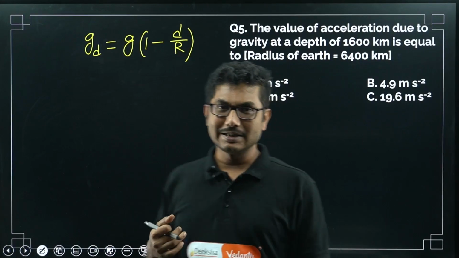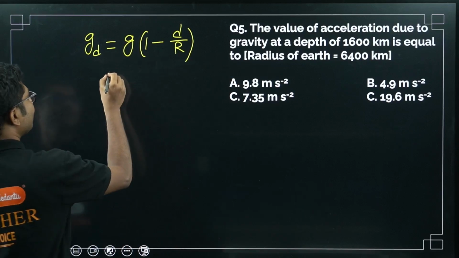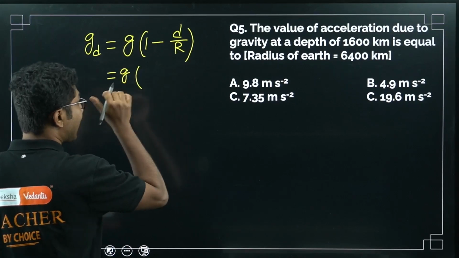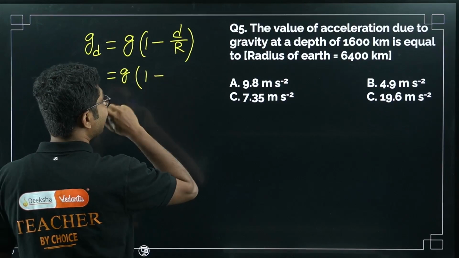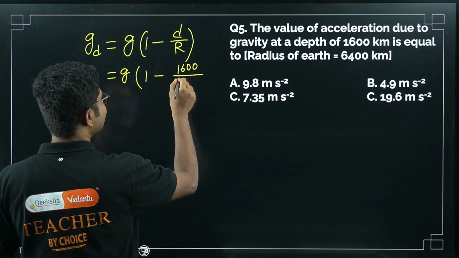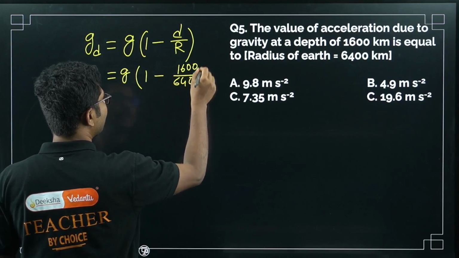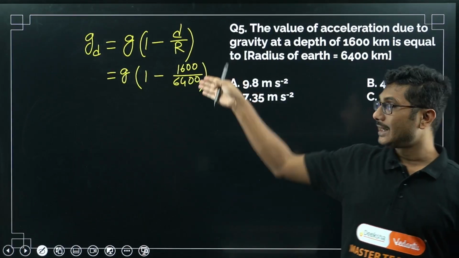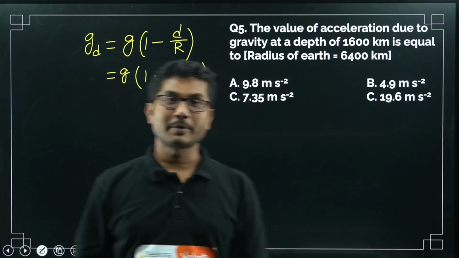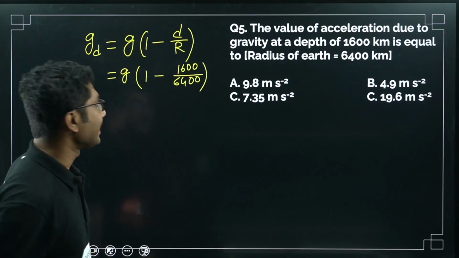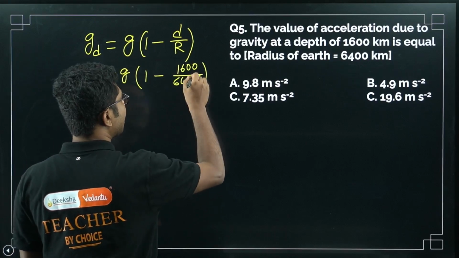This is an easy formula. So what is the value? g, we will put the value of g later. What is d? d is 1600. What is the radius of the earth? Earth is 6400. Both of them are in kilometers, so we don't need to convert them into meters because they are in a ratio format. As long as they are in the same unit, we do not need to convert any units. This is one of the tips.